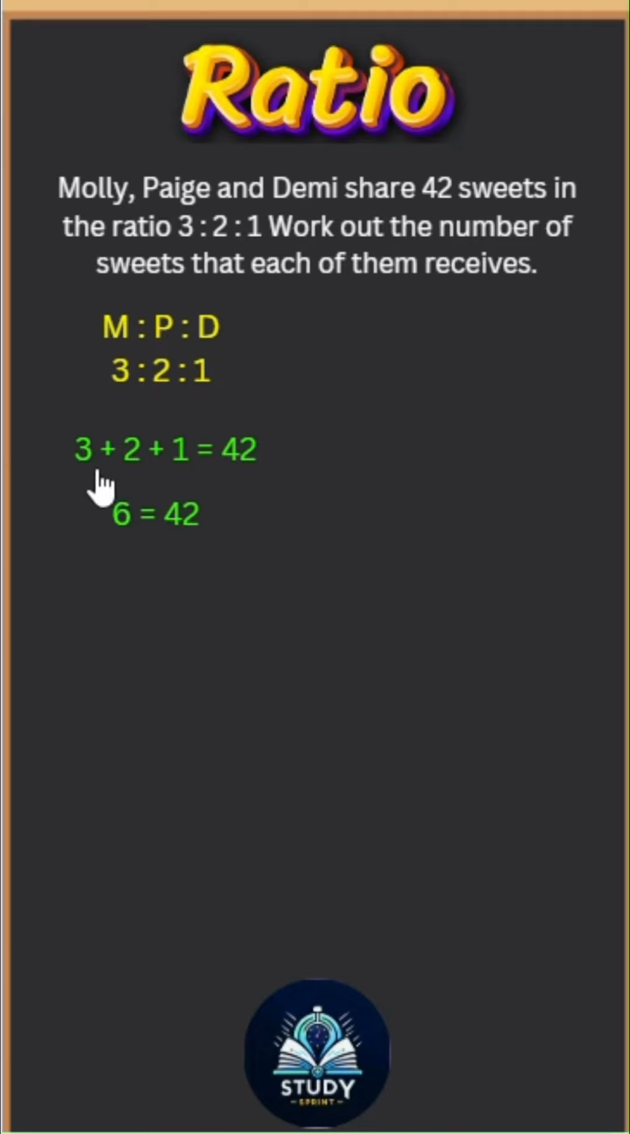Next, we're going to simplify it. So 3 plus 2 plus 1 is equal to 6. Now we need to find out what 1 represents. So 1 represents 42 divided by 6, because there's 6 parts, and 6 parts represent 42 sweets. So 1 part would represent 42 divided by 6 sweets, which is equal to 7. Now if you take a look at the ratio, 1 represents the number of sweets that Demi gets. So that means that Demi gets 7 sweets.